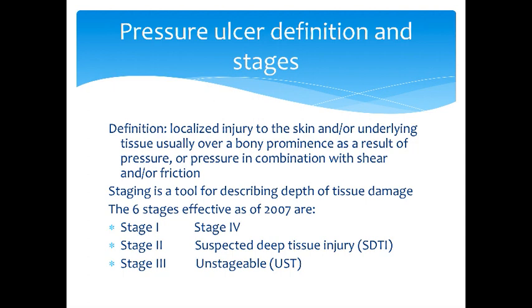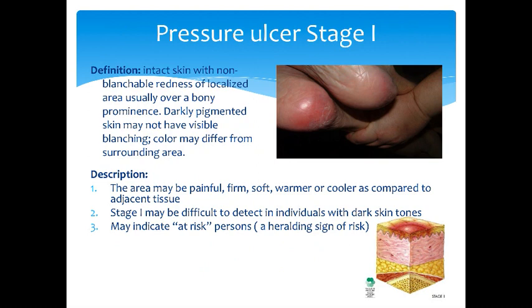But you can see we have stage 1 through stage 4. There is no such thing as a stage 5. I don't care what anybody tells you, okay? We have suspected deep tissue injury, which you'll see called SDTI for suspected deep tissue injury, and then UST is the most common abbreviation we use for unstageable, okay?